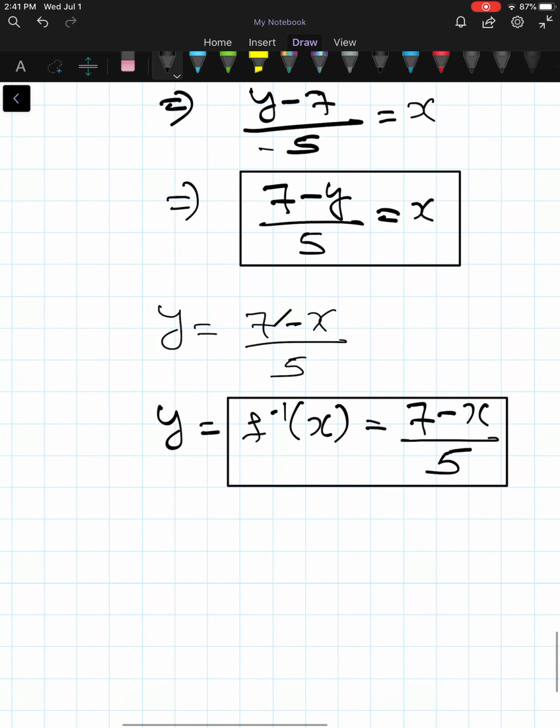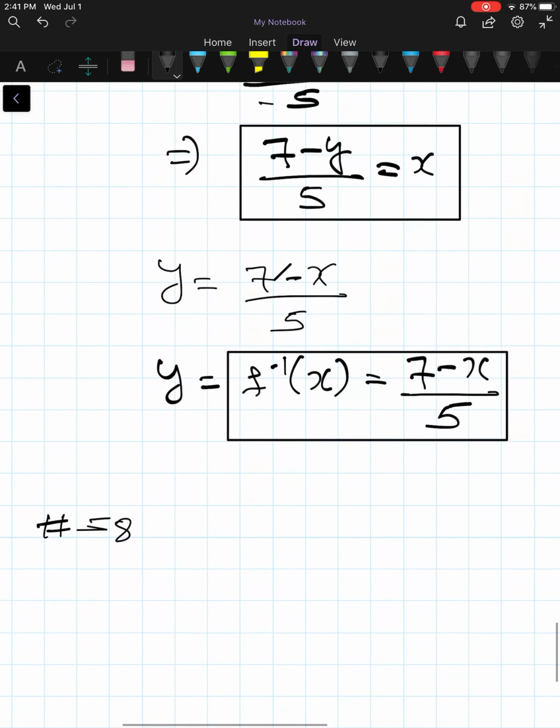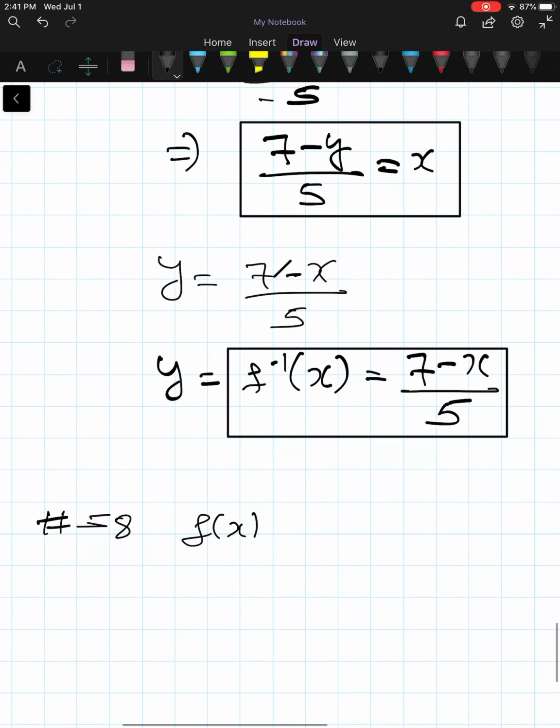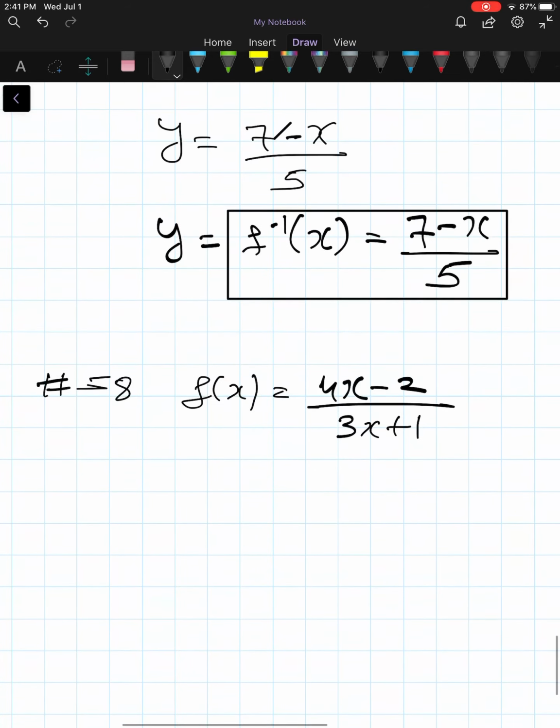I'll do another problem. So this is problem number 58. This is kind of a rational function. So f of x is equal to 4x minus 2 divided by 3x plus 1. Okay, so the first step says that we should write y is equal to f of x. So y is equal to 4x minus 2 divided by 3x plus 1.